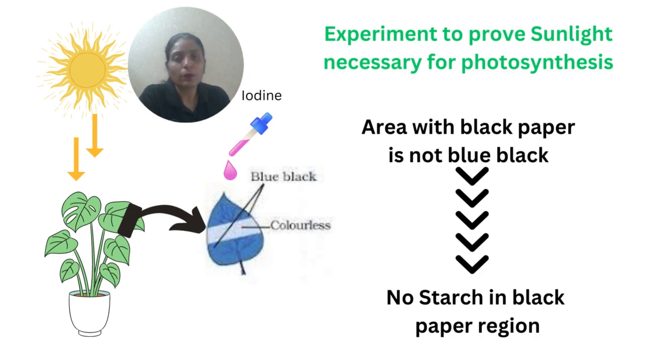Now, once we put the iodine, we will notice that the portion which was covered with the black paper is colorless, while the remaining part will become blue-black, which means there is no starch in the region which was covered with the black paper, while there is starch production in the open region of the leaf.